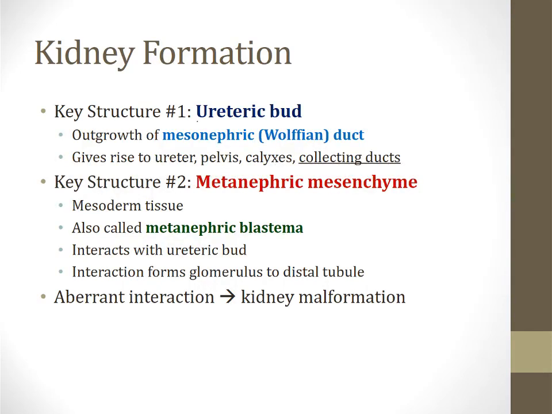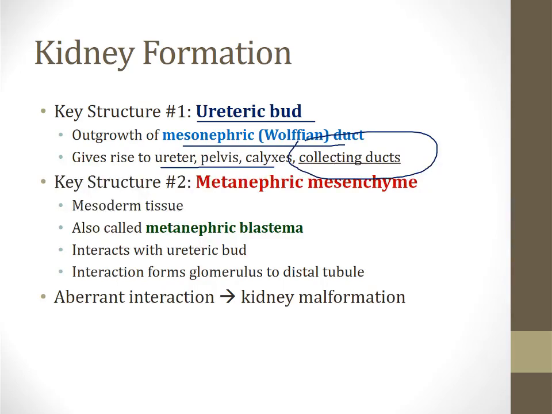The first one is called the ureteric bud. This is an outgrowth of the mesonephric or Wolffian duct, as I just showed in my drawing. It grows out of the caudal end of the mesonephric duct, and it will eventually give rise to much of the urinary collecting system, like the ureters, the urinary pelvis, the urinary calyces. Also, in terms of the nephrons, it gives rise to the collecting ducts, and I'll talk more about that in a minute.